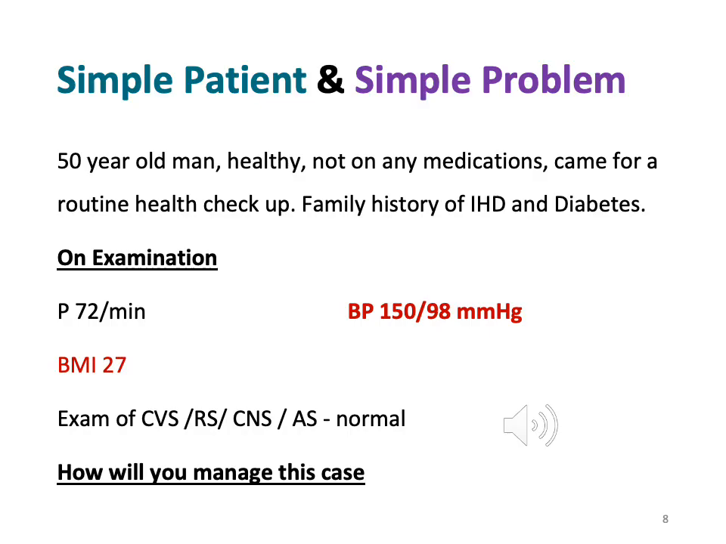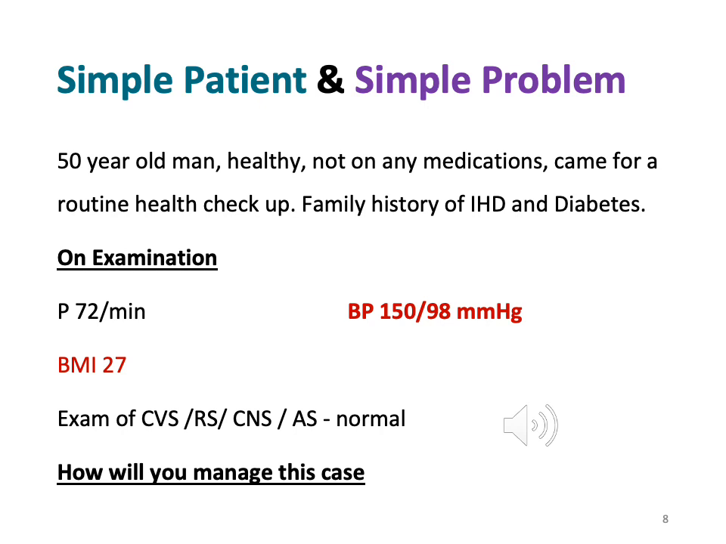Take the case of a simple patient and a simple problem. A 50-year-old man, healthy, not on any medications, comes for a routine health checkup, with a family history of ischemic heart disease and diabetes. He doesn't have any history. On examination, BMI is 27 and the blood pressure is 150/98, and examination findings are given as normal. How will you manage this case?